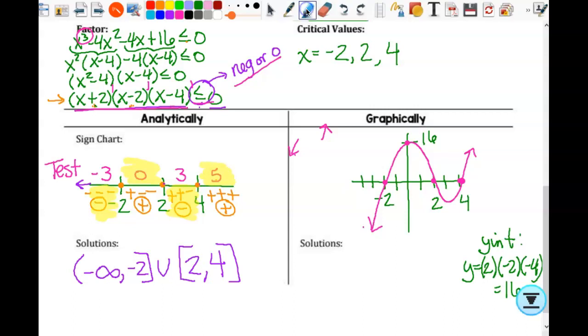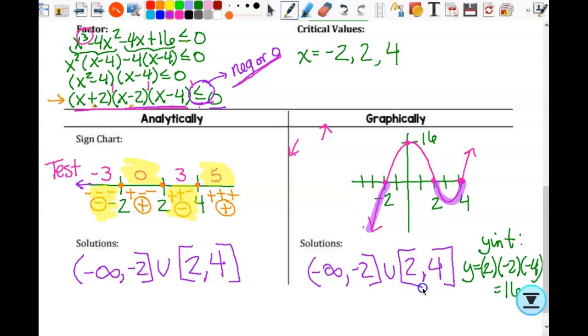So when I look at that, I can see when I care about negative and 0, it's here and it's here. So then I can write my solution. My function is negative from negative infinity to negative 2. Do I include that? Yes, because it's less than or equal to, so I want negative and 0. And then I start back over at 2 and go to 4. So my solutions are the same because they should be the same because I'm answering the same question.